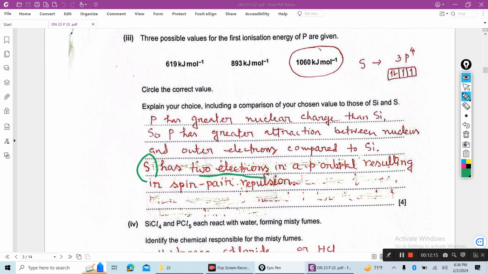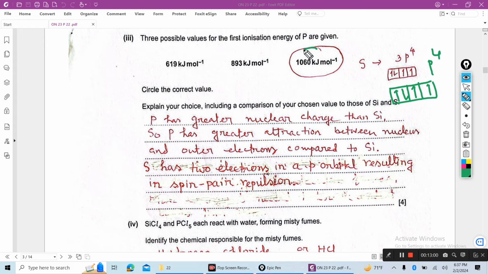Sulfur has 2 electrons in a p orbital, resulting in spin pair repulsion. If you see the electronic configuration of sulfur, the last outer shell has 3p4. There are three orbitals and four electrons, so 1, 2, 3, but in one orbital electron spin pairing occurs. If electron spin pairing occurs, there is repulsion between electrons, so the first ionization energy will be lower.